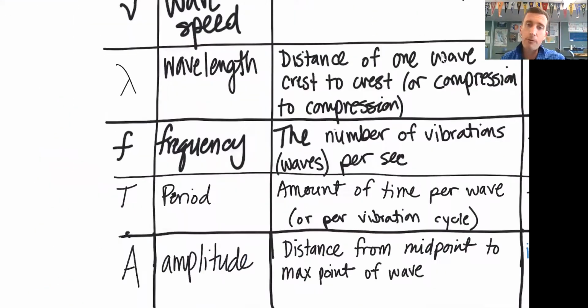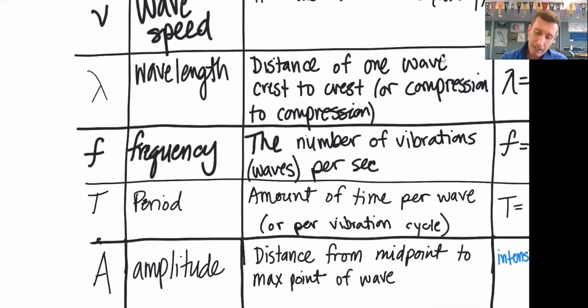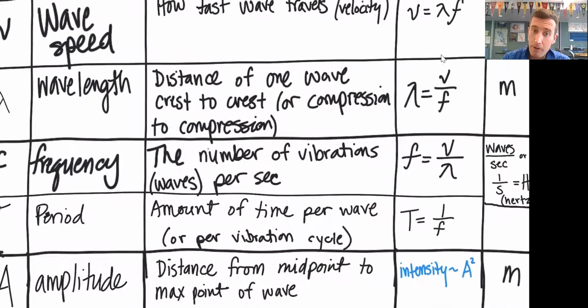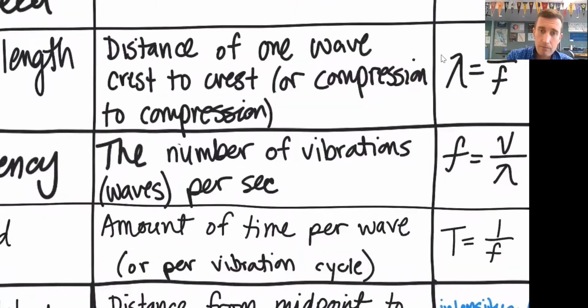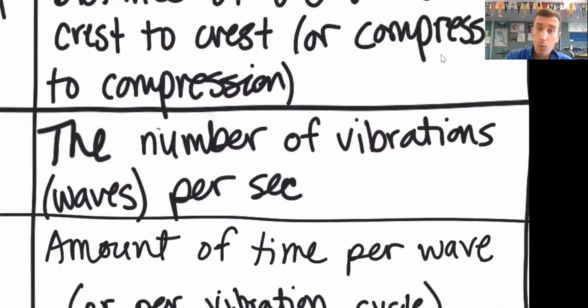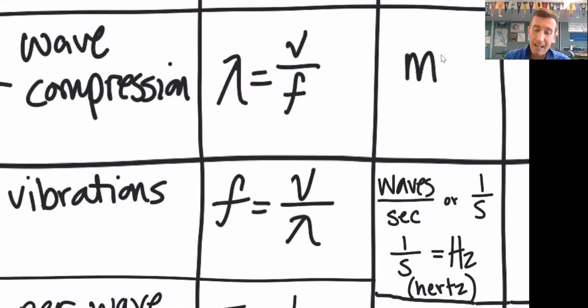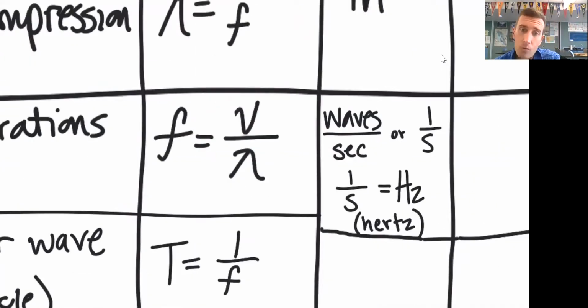Next, we have frequency. For frequency, we're going to use lowercase f. The frequency is the number of vibrations or the number of waves per second. Right? Number of vibrations or waves per second. The equation for that, again, is a manipulation: frequency is wave speed divided by wavelength.